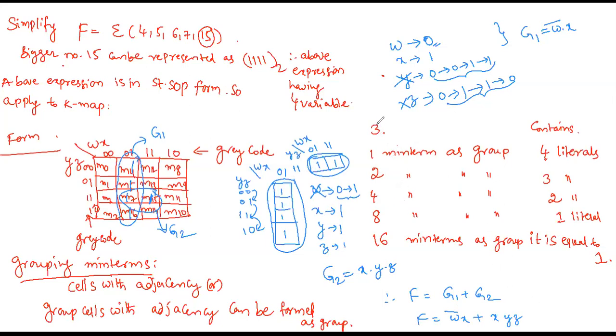Now look at this point. If you are forming 4 minterms as a group, the group expression has only 2 literals. This G1 is a group of 4 minterms. So 4 minterms as a group contain 2 literals, W bar X. Next, G2 is having 2 minterms as a group. This is about the 4 variable K-map grouping.